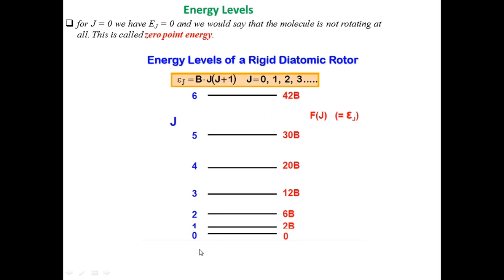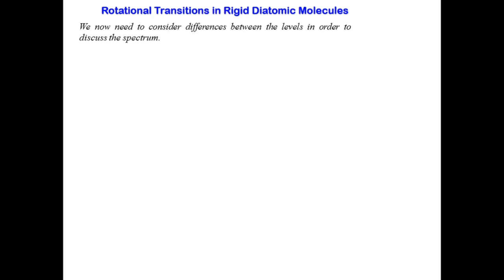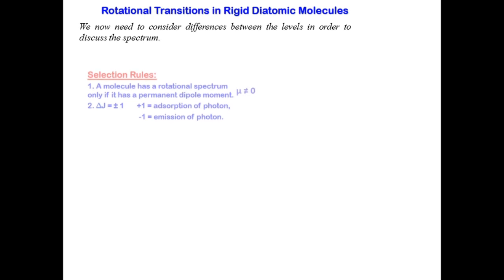And when j equal to 0, the energy epsilon j is equal to 0, and we can say that the molecule is not rotating at all. This is called zero point energy. So, in order to consider the rotational spectrum, we have to discuss the difference between the energy levels.